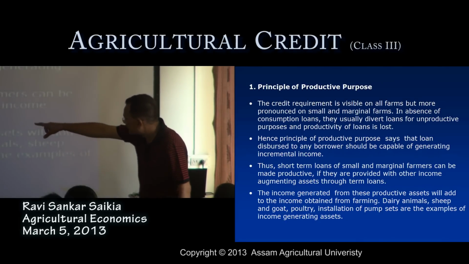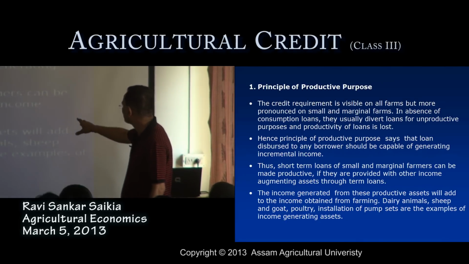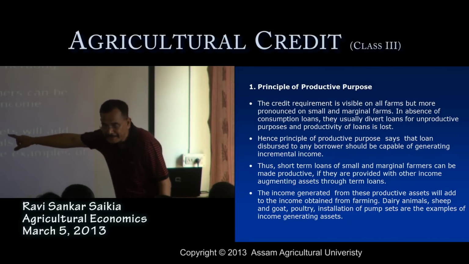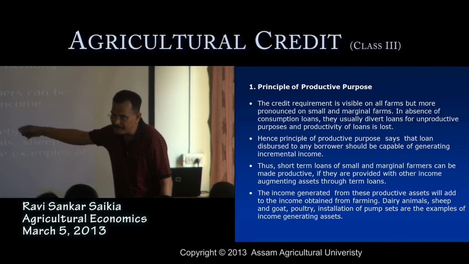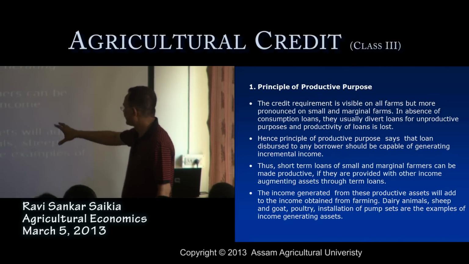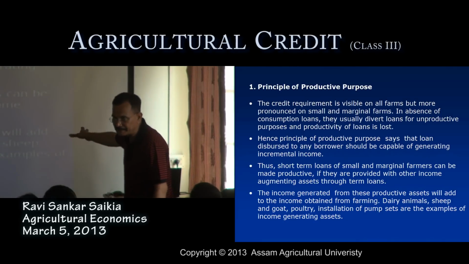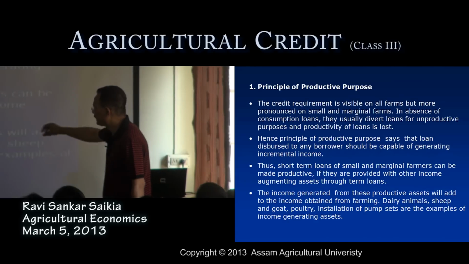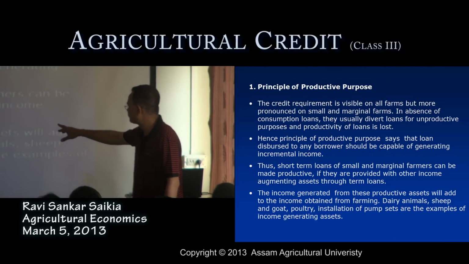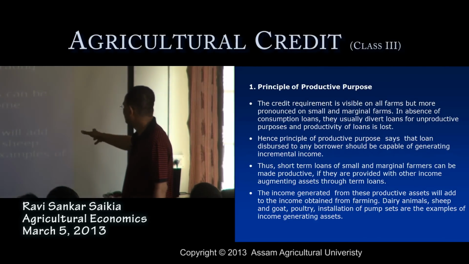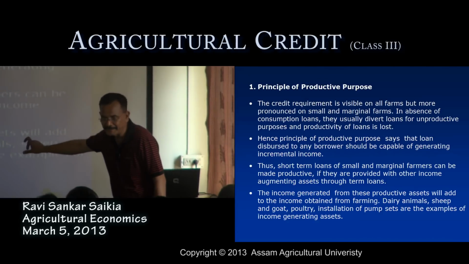The income generated from these productive assets will supplement his actual income. It can come from raising dairy animals, sheep, goat, poultry, and installing pump sets, which are some examples of income generating assets.